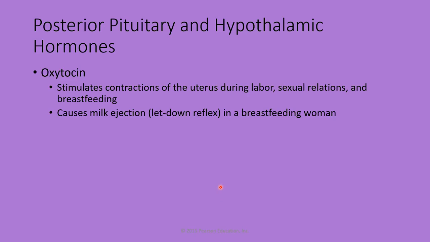In terms of oxytocin, one of the main things it is involved in is when a woman is in childbirth, helping to stimulate the contractions of the uterus when she goes into labor. It can also help to stimulate the release of milk when she's breastfeeding.